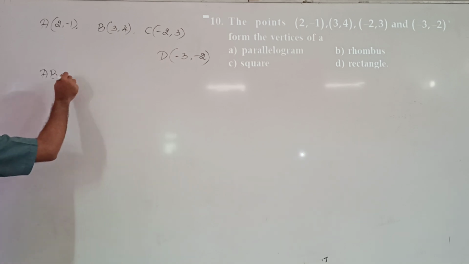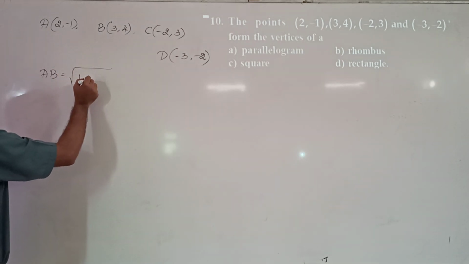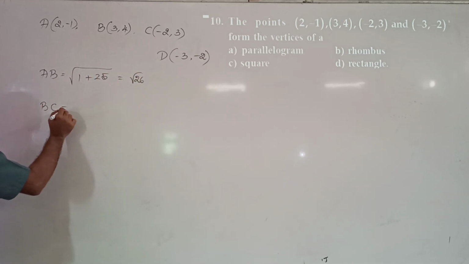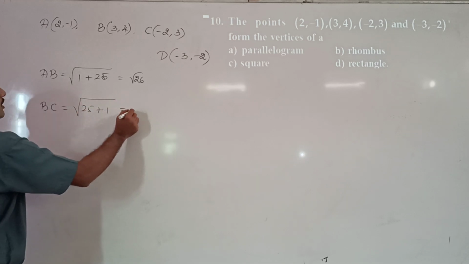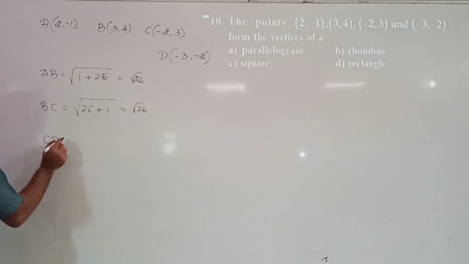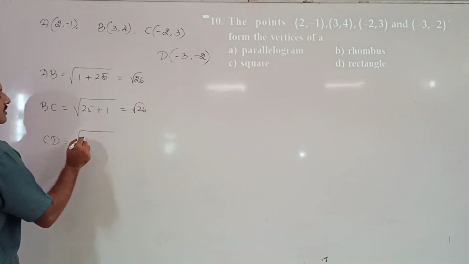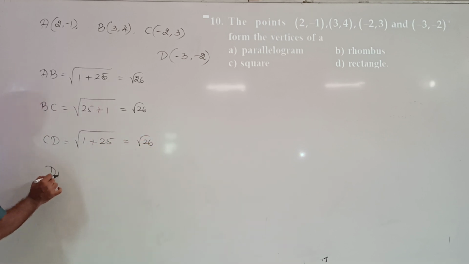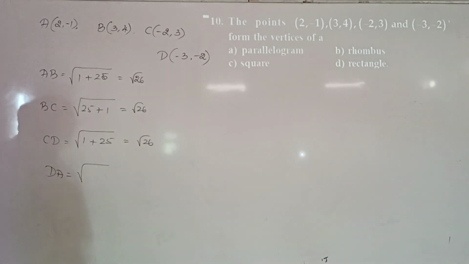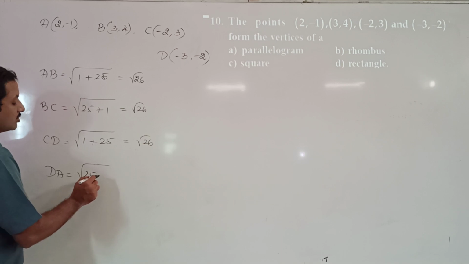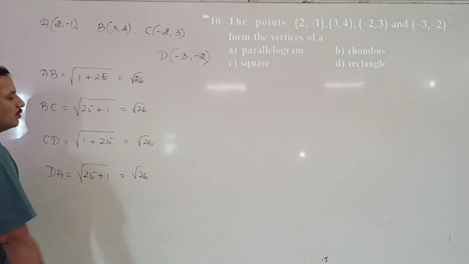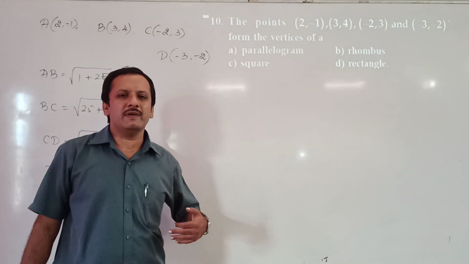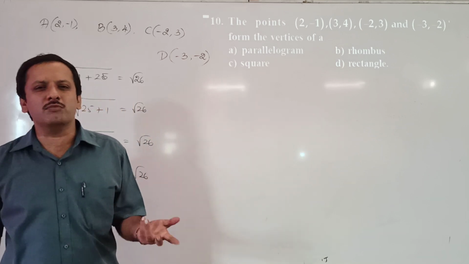Okay. AB is equal to 3 minus 2, 1 square, 4 plus 1, 5 square, 25. So, root 26. Then BC is equal to 25 plus 1, root 26. CD is equal to minus 3 plus 2, minus 1 whole square, 1 minus 5, so 25, that is also root 26. Then DA is equal to minus 3 minus 2, minus 5 whole square, that is 25, then minus 2 plus 1, so that will also give you root 26. All the 4 sides are equal. When all the 4 sides are equal, that quadrilateral may be a square or it may be a rhombus also.